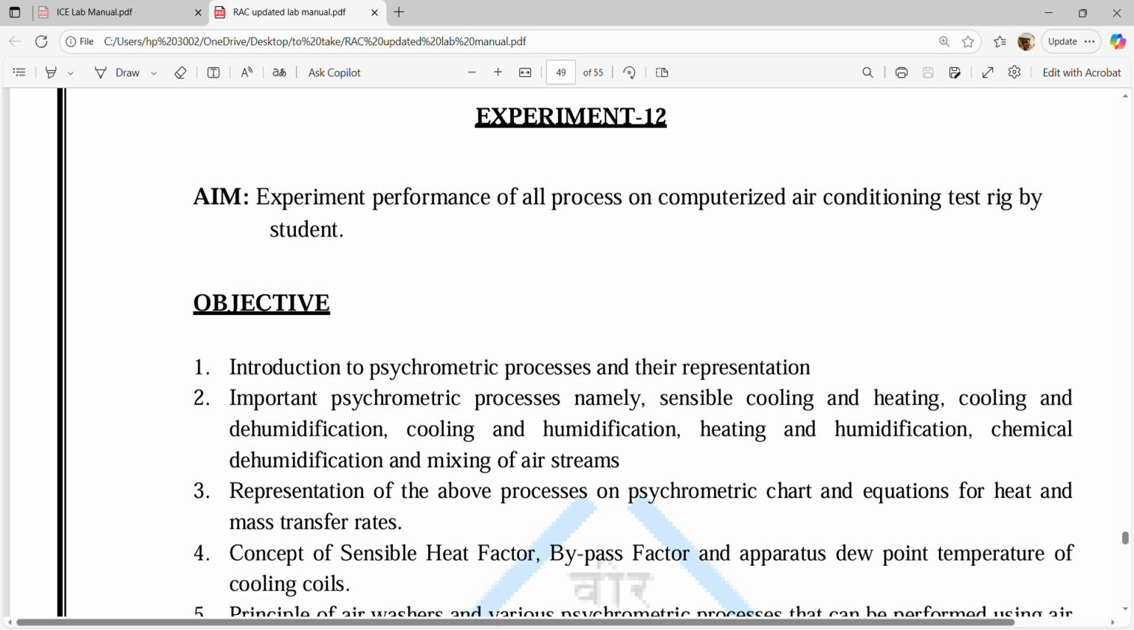So this is experiment 12 of refrigeration and air conditioning. The aim of this experiment is to perform all processes on a computerized air conditioning test rig by students.